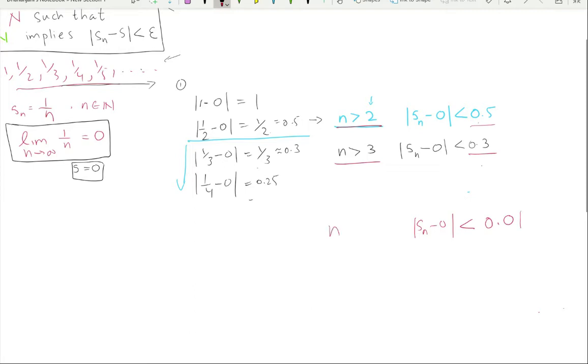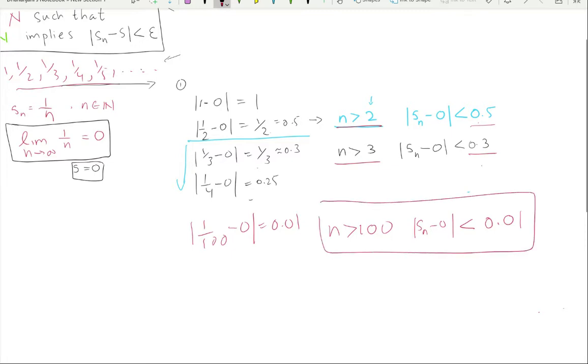Well, after the 100th position, because the 100th term is 1 over 100, the distance will be 0.01. So after the 100th position, I am guaranteed to have the distance between the terms of the sequence and the limit be less than 0.01. Do you agree? Yes. Now the difference here is that I started from the distance.